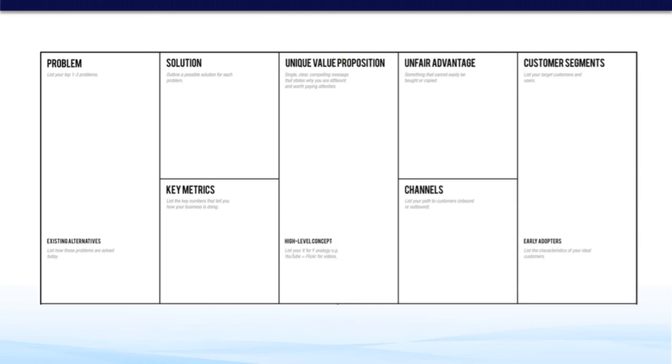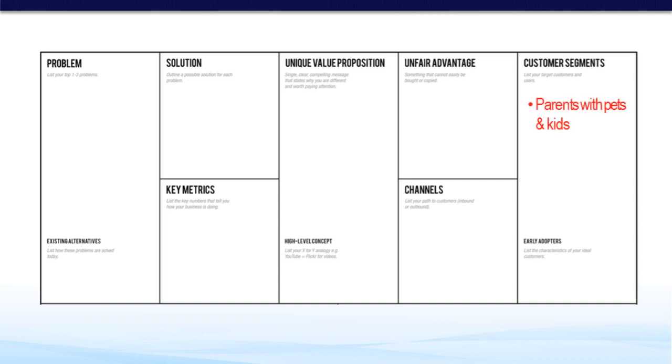Now let's go through the lean canvas for the Dyson vacuum cleaner. When we start our lean canvas, we start with customer segments. This is where we list our target customers and users. Why do we start with customer segments? Well, a Dyson vacuum cleaner may have a lot of features, but not all are relevant to the segments we want to target. So first we need to narrow it down.